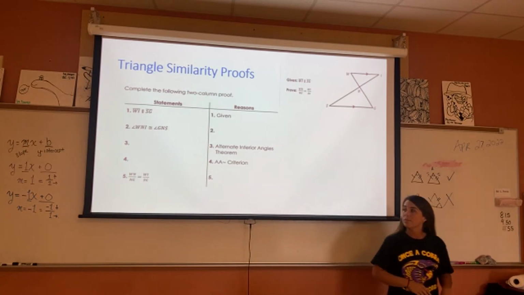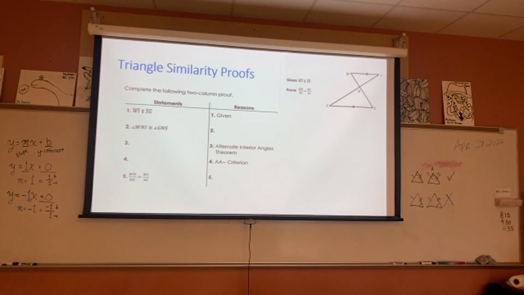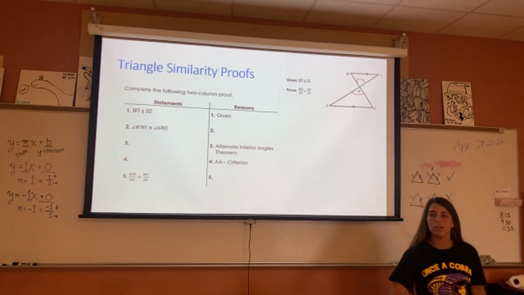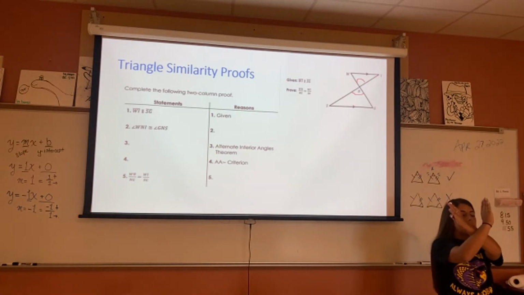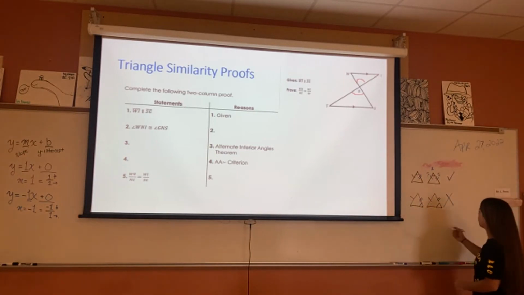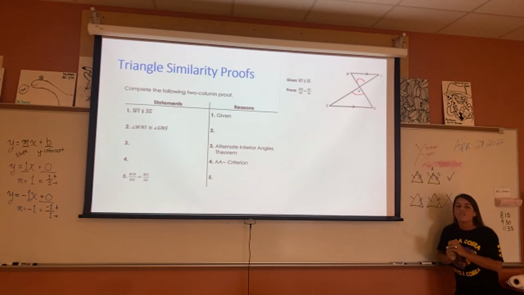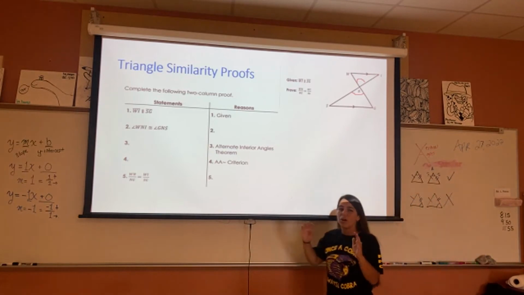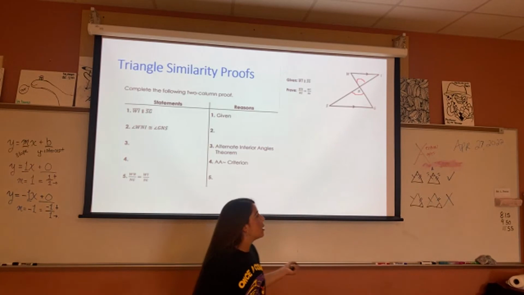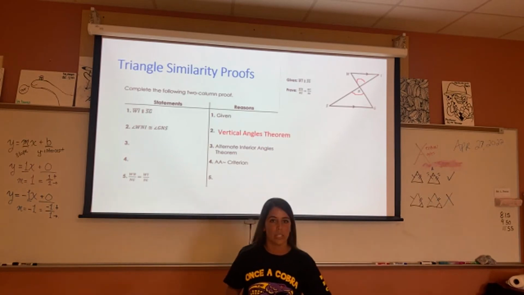The next thing, they told us that WNI, which is this angle right here, is congruent to GNS. Looking at those two angles, you need to recognize that anytime angles form that X, they're crisscrossing, where the top looks like a V for vertical and the bottom looks like an A for angles. Vertical angles are always congruent. These two angles are congruent because they're vertical angles.